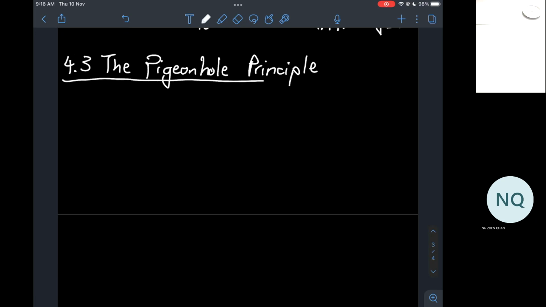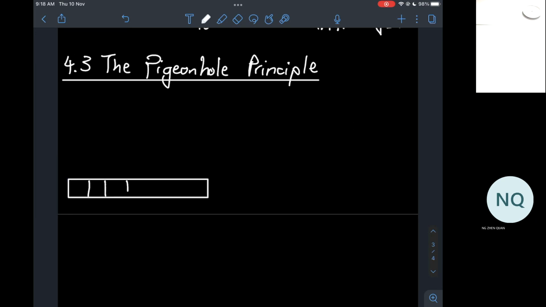Okay, next one is the pigeonhole principle. At best I draw the picture for you. Let's say we have 7 holes: 1, 2, 3, 4, 5, 6, 7. And then let's draw these as pigeons. We have 8 pigeons here.